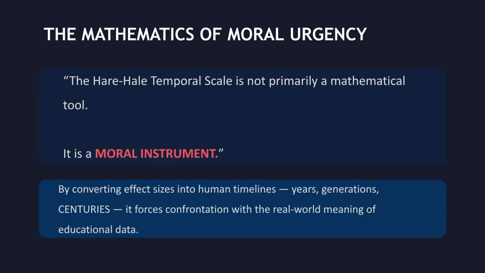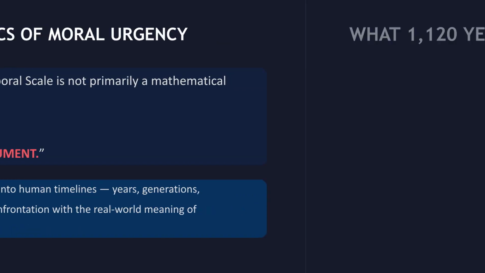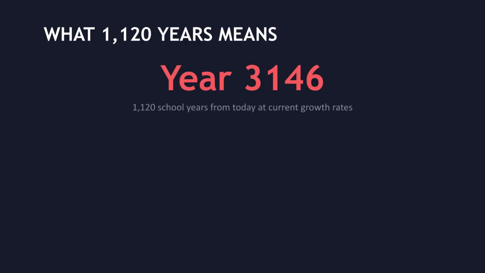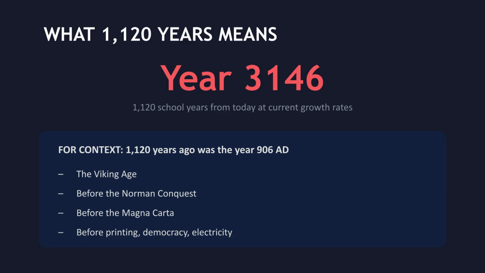By converting educational effect sizes into human timelines, years, generations, and centuries, it forces us to confront the real-world implications of the data. The current growth rates project reaching proficiency in the year 3146, 1,120 school years from today. For context, 1,120 years ago was the year 906 AD, before major historical developments. This illustrates the immense distance between today's students and proficiency at current growth rates.